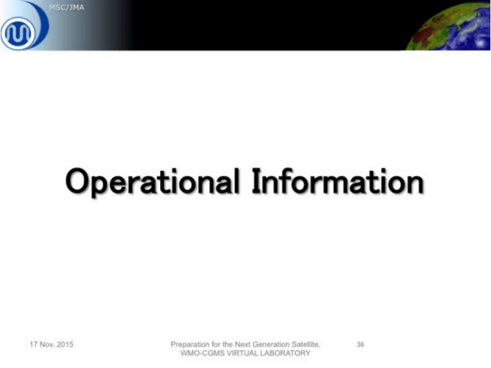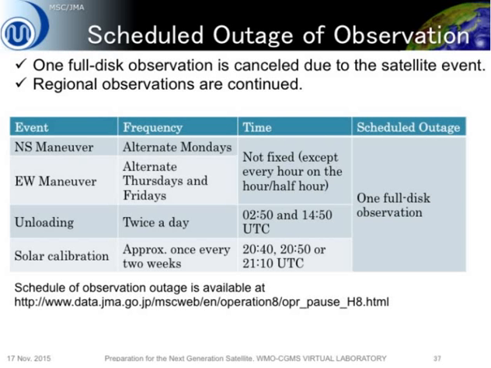Okay, the final part of my presentation is about Himawari 8 operational information. First is outage of observation. Himawari 8 has scheduled observation outages due to satellite events. One full disk observation is cancelled due to the satellite event in the table. First is maneuvers.